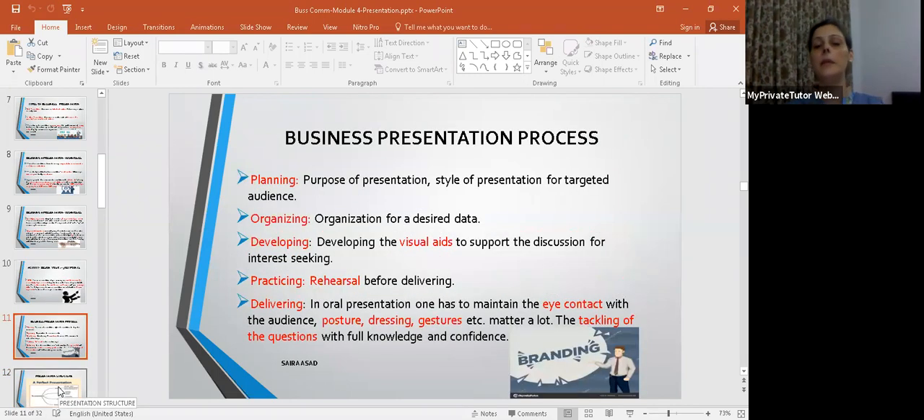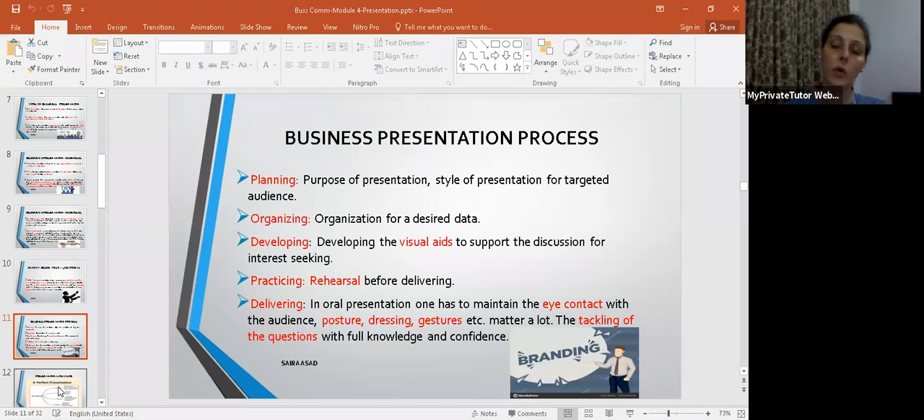Yes, business presentation process. What is going to be the process of business presentation when you're going to make it? Planning, organizing, developing, practicing, rehearsal, delivering. These are the points that should be kept in mind before making the presentation. You should know the target audience, and the main objective also, why you're making it. So as we have made those key points, now we are able to make a presentation better.